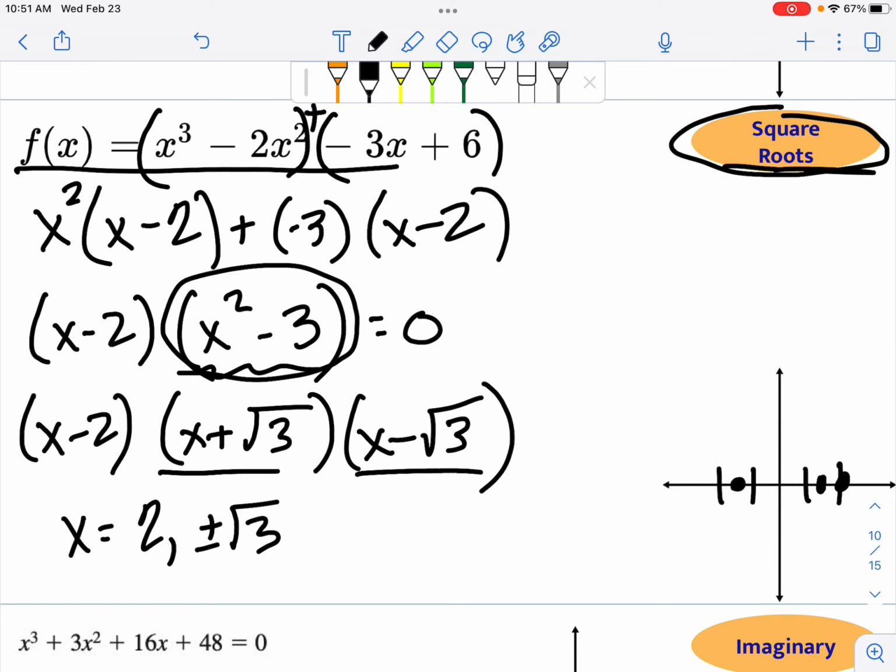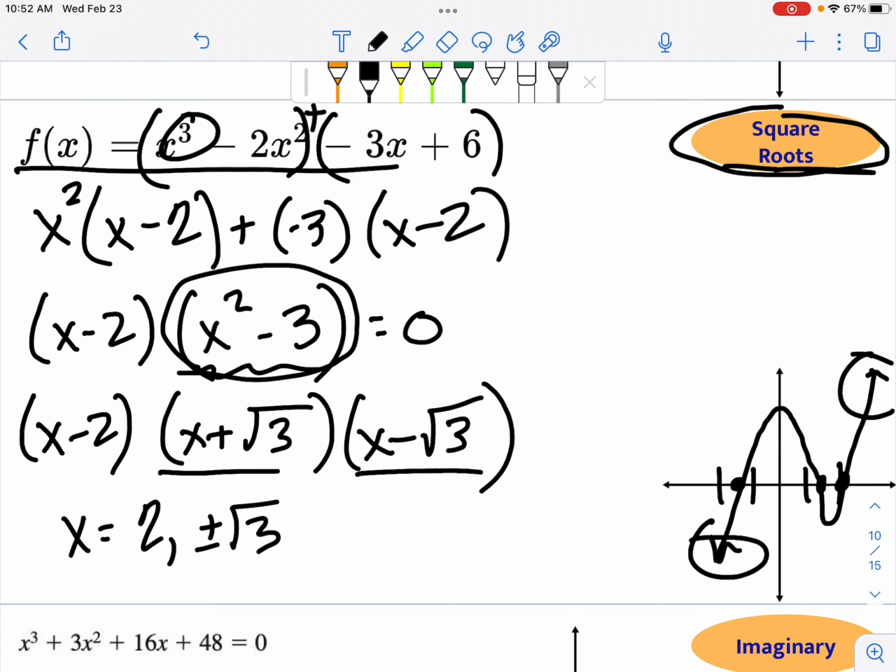Notice that these square roots do not touch and go, right? This is not x plus the square root of 3 squared, right? That's on its own. So these are points where we actually cross the axis. We cross, we go up to 6, and we cross again. And this end behavior matches an odd degree with a positive leading coefficient.